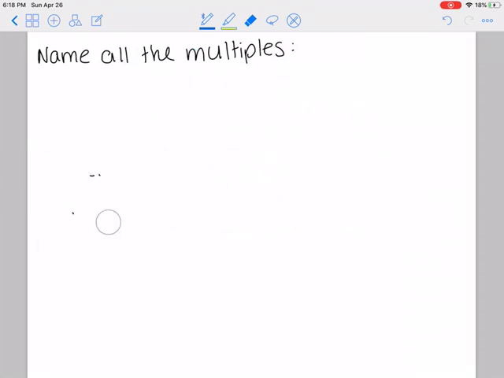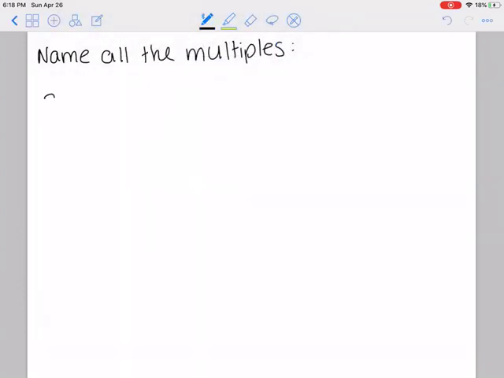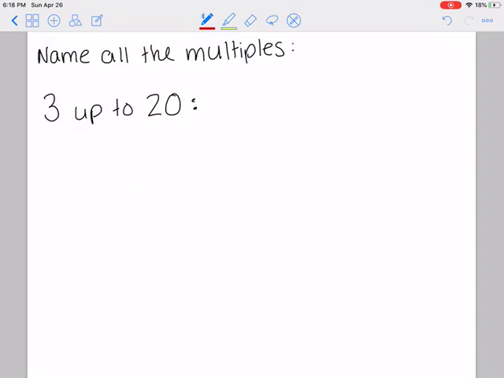Let's get to set number 2. It's going to get a little bit more challenging. Okay, name all the multiples of 3 up to 20. So 3 times 1 is 3, 3 times 2 is 6, 3 times 3 is 9, 3 times 4 is 12, 3 times 5 is 15, 3 times 6 is 18, 3 times 7 is 21. Now I'm going to stop. 21 is bigger than 20. So I'm actually going to stop at 18. These are all the multiples of 3 up to the number 20.